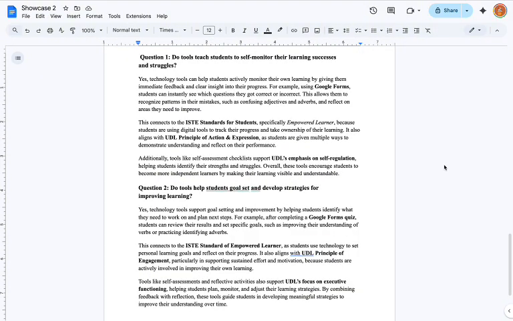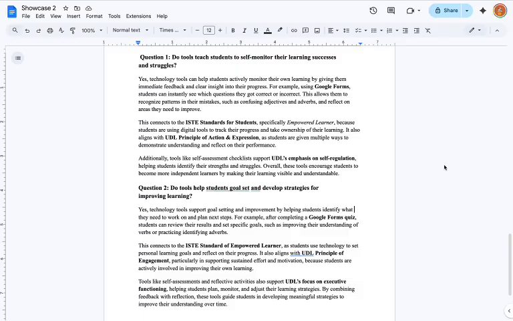2 questions that I'm going to read over for this. Question 1 is, do tools teach students to self-monitor their learning successes and struggles? So I answered yes, technology tools can help students actively monitor their own learning by giving them immediate feedback and clear insight into their progress. For example, using Google Forms, students can instantly see which questions they got correct or incorrect. This allows them to recognize patterns in their mistakes, such as confusing adjectives and adverbs, and reflect on areas they need to improve.